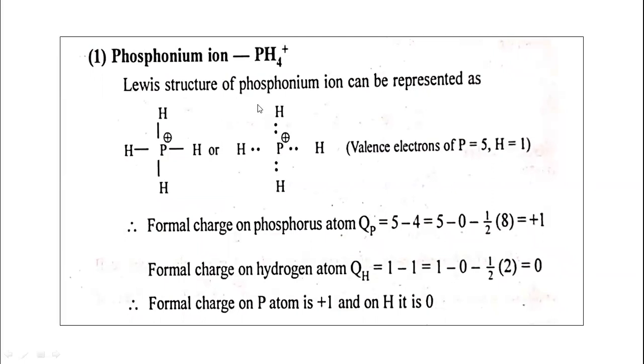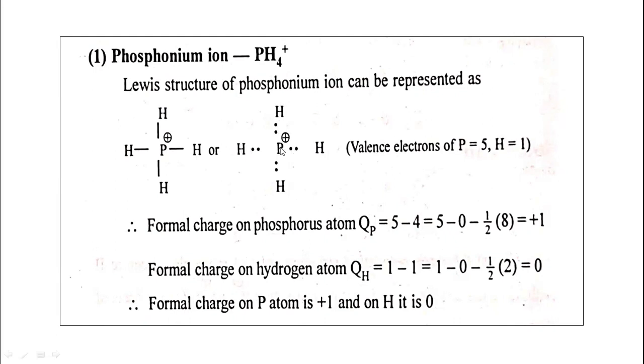First of all, we have to draw the Lewis structure of that ion. Lewis structure is the electronic arrangement. See here, phosphorus has valency 5, but there is one electron less. So it can be represented in this way. 4 covalent bonds are here: this 2, this 2, this 2, and this 2. So the number of electrons is 8. Each hydrogen carries 1 electron.